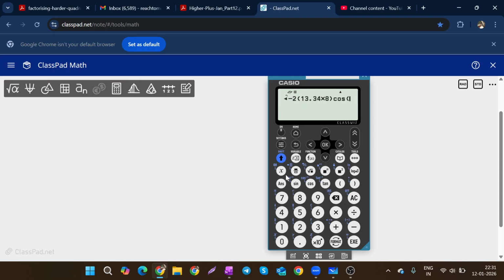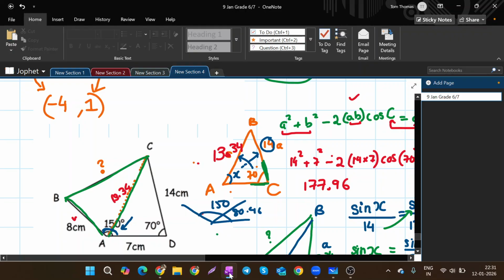Okay, so cosine 69.54, and if you plug that in, you would get 167.34, but that is C squared. We need the square root of that. So the square root of that is 12.93. Oops, pressed the wrong button.